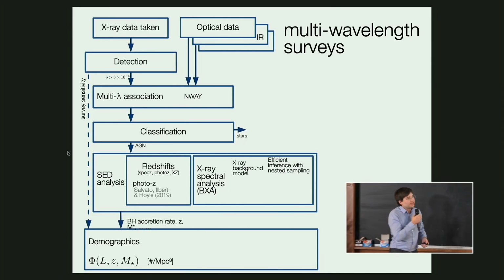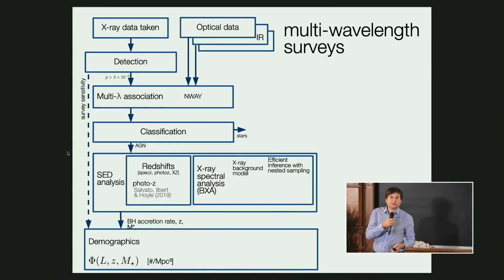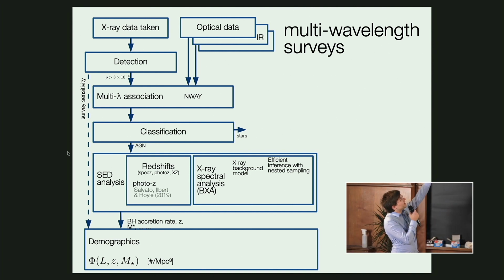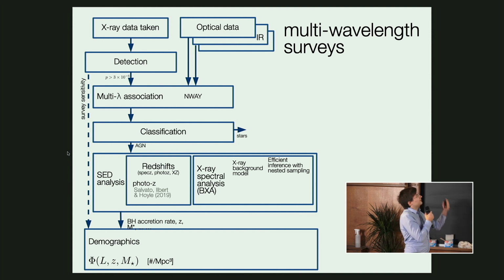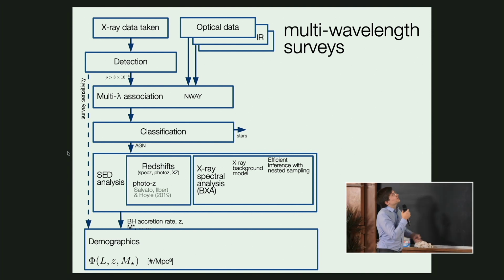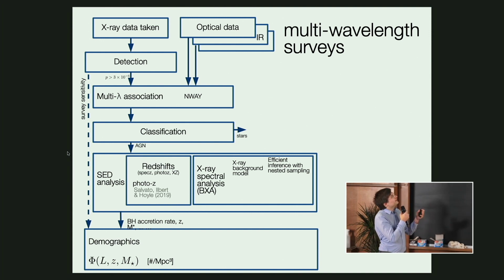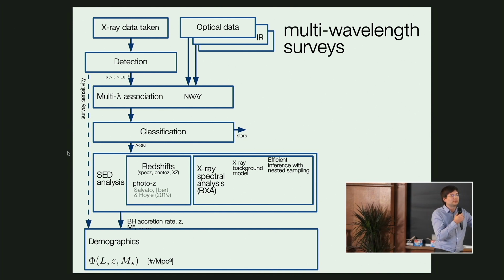So here's basically the outline of how these multi-wavelength surveys proceed. In this case, we have the X-ray data taken, we have a detection procedure. I will not talk about that, but you have some significant detections. And then you want to not just use the X-ray information, but all the multi-wavelength information you have, right?